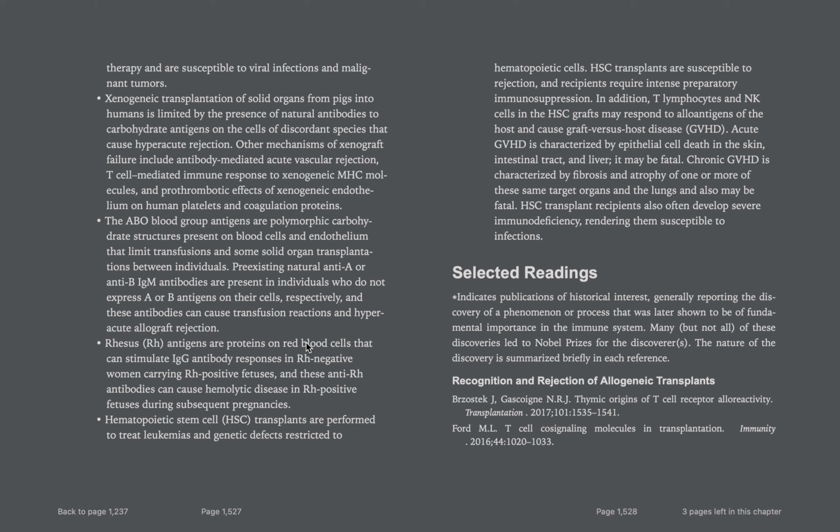Acute graft versus host disease is characterized by epithelial cell death in the skin, intestinal tract, and liver. It may be fatal. Chronic graft versus host disease is characterized by fibrosis and atrophy of one or more of these same target organs, and the lungs, and also may be fatal. Hematopoietic stem cell transplant recipients also often develop severe immunodeficiency, rendering them highly susceptible to infection.